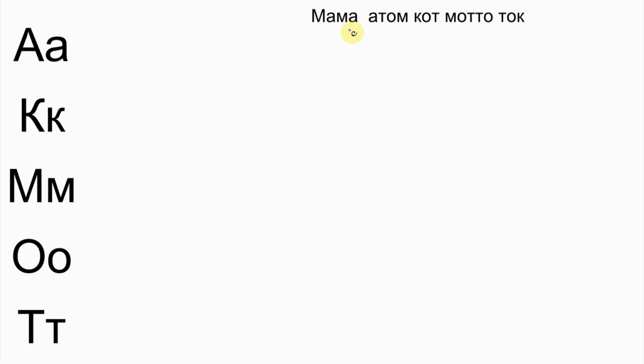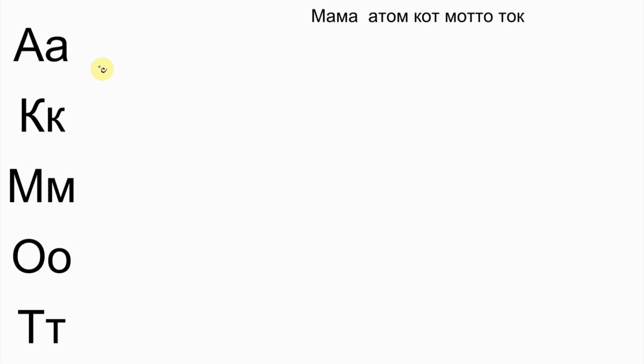Those words are mama, atom, kot, motto, and tok. The first 4 you're even able to understand. Mama is mother, atom is atom, kot is cat, motto is motto, like a motto of the company, of the personal motto. Well, let's see the difference between Russian A and English A.